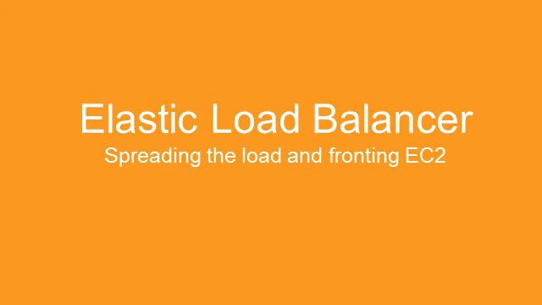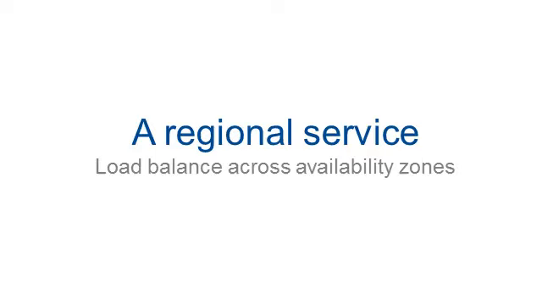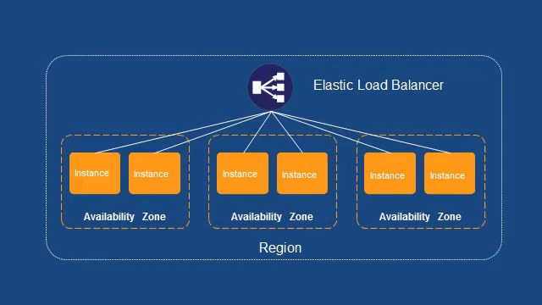So ELB is a mechanism for spreading the load and fronting EC2 and distributing connections across those large fleets of instances that we described earlier. This is a regional service, so it will load balance across availability zones within a region. And in fact, you should make sure when you're using this that you have a balanced amount of compute capacity across the different availability zones that your load balancer is configured to distribute traffic across.